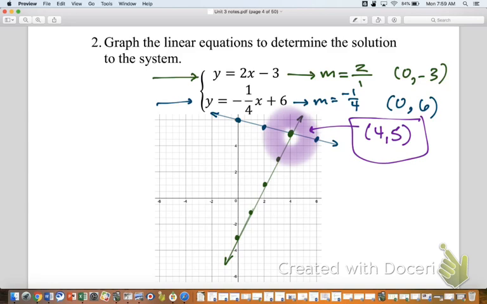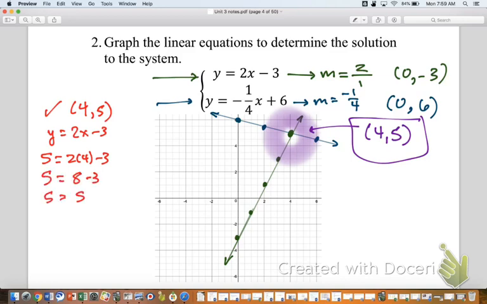So if I'm going to check 4 comma 5, if I do it in the first one, this first equation is y equals 2x minus 3. What would go in for the y? 5. And what would go in for the x? 4. So we just do a little arithmetic on the right side, following order of operations. 2 times 4 is 8. And 8 minus 3, check it out. It checks. 5 really equals 5.